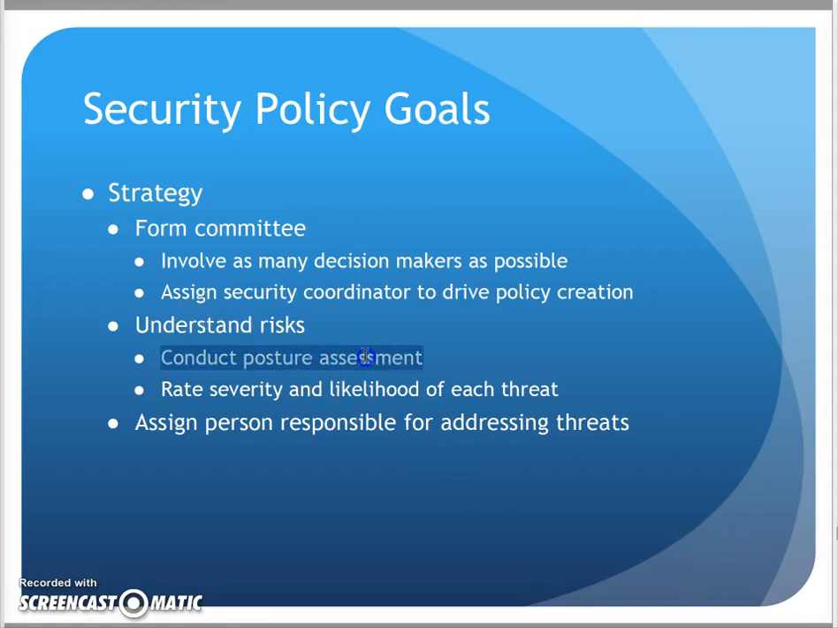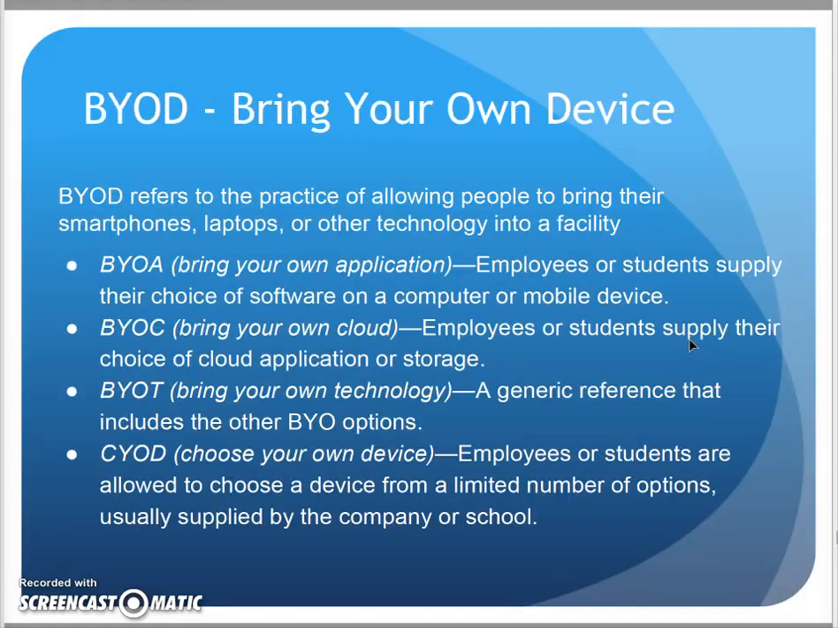Doing your posture assessment, looking at the severity and likelihood of each threat, and what are we changing to minimize the risks here, and then assigning people responsibility for, hey, when this happens you're going to do A, B, and C, when this happens you're going to do D, E, and F. What is going to happen in all this?